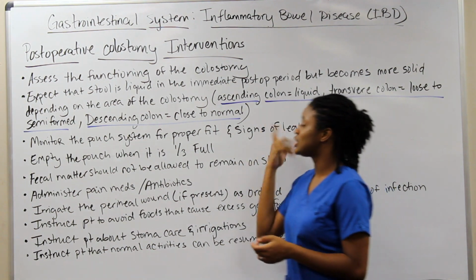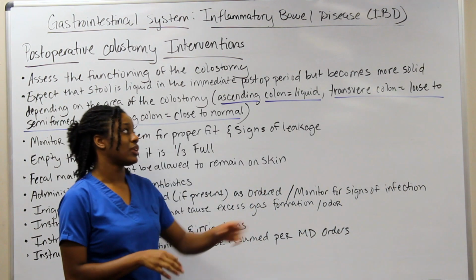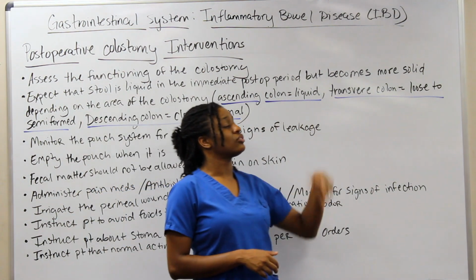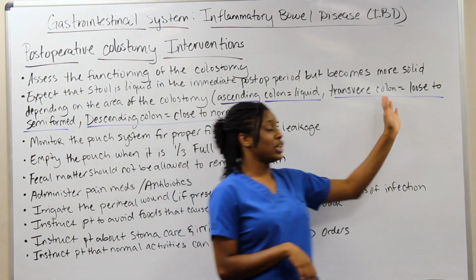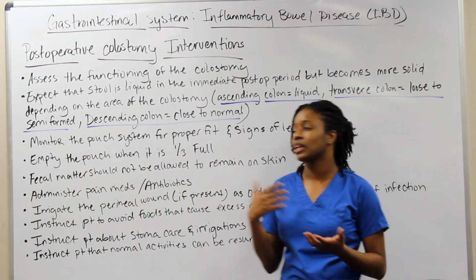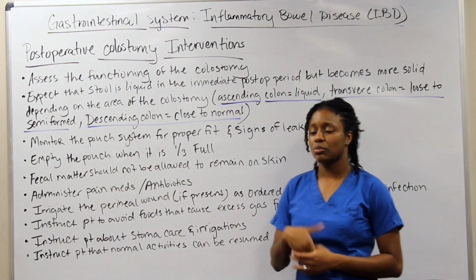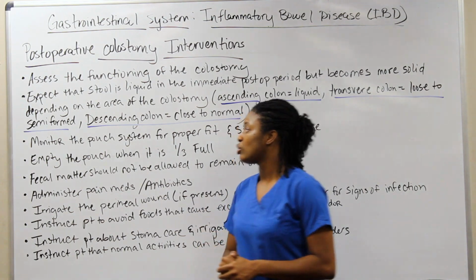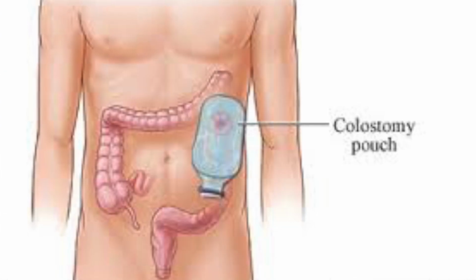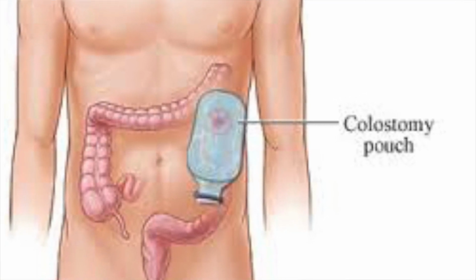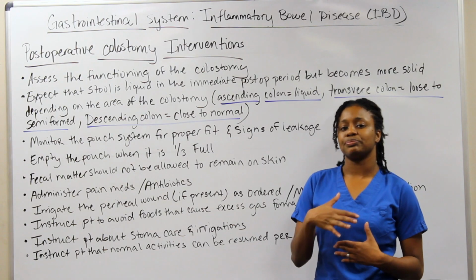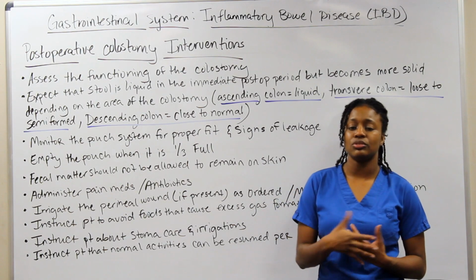All right. So if it's in the ascending colon, then you should expect it to be liquid. If it's in the transverse colon, you're going to see it to be loose to a semi-formed area, and then you have the descending colon, which is almost close to normal. All right. You also want to monitor the pouch system for proper fit and signs of leakage. If it's leaking, then you want to do the dressing and then put a new one on.